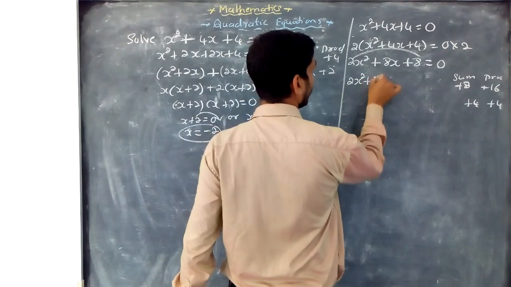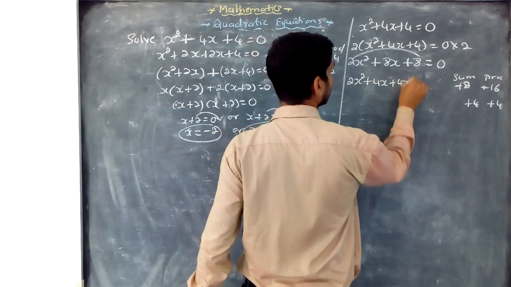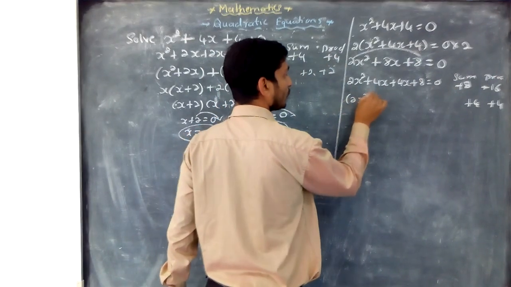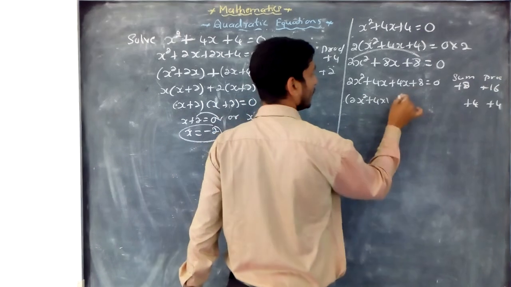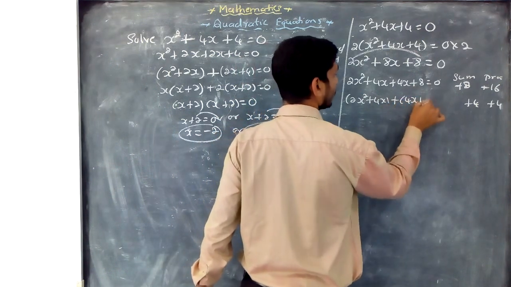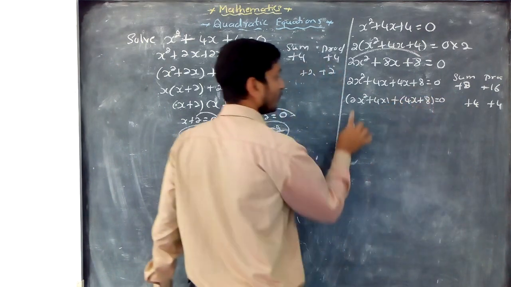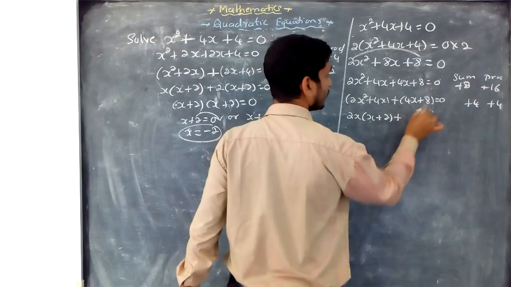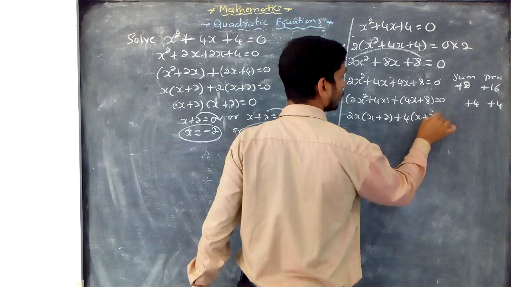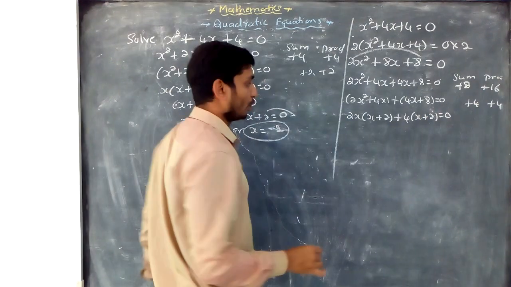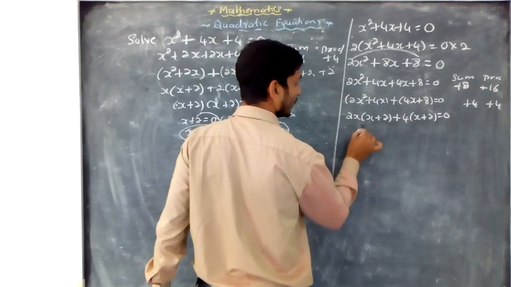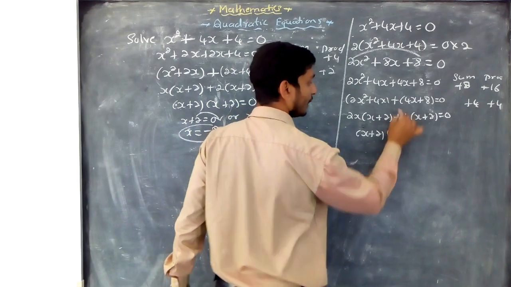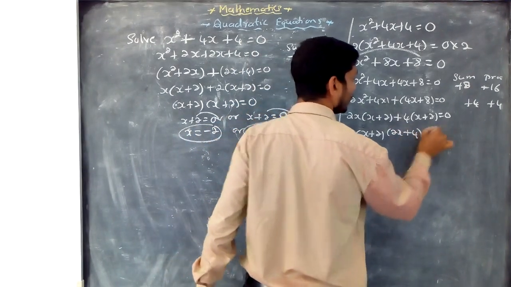Solve this one. 2x square plus 4x plus 4x plus 8 is equal to 0. In these two you can group 2x square plus 4x. Similarly these two you can group plus 4x plus 8 equals 0. Yes, in these two you can take 2x common, x plus 2 remains, and in these two you can take 4 common, x plus 2 remains equals 0. Now here also x plus 2, there also x plus 2. Take x plus 2 common. In this 2x remains, here plus 4 remains equals 0.